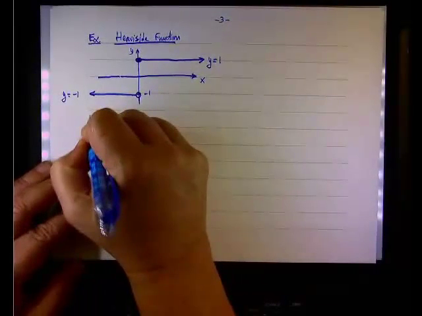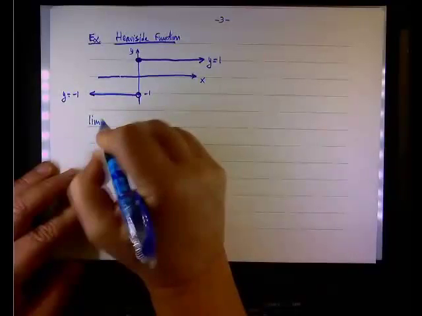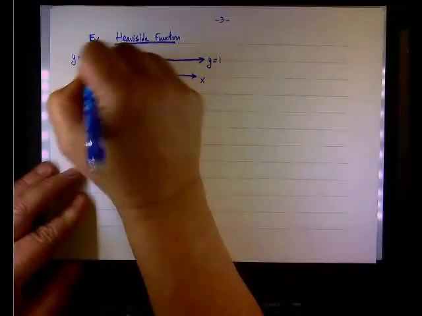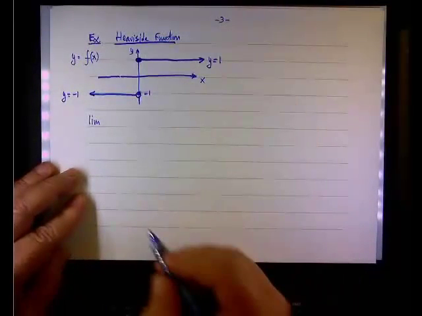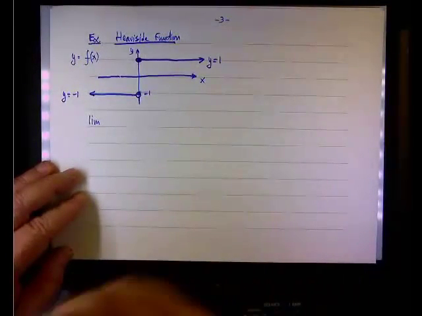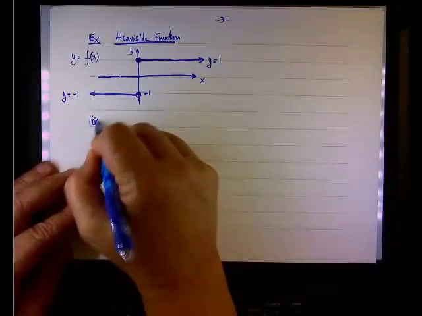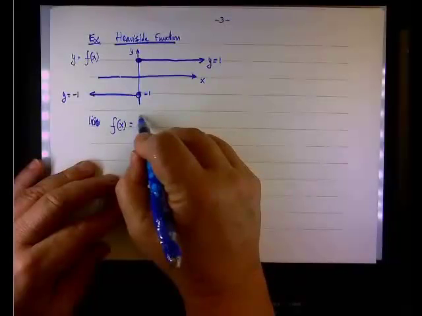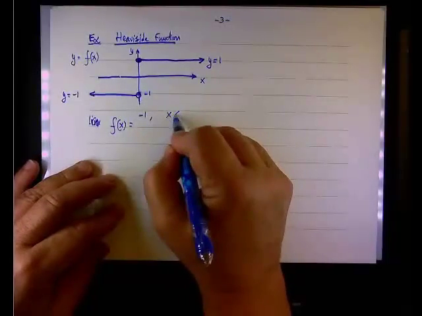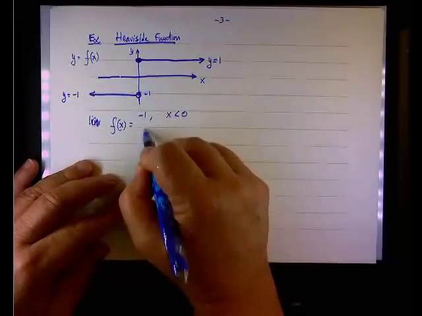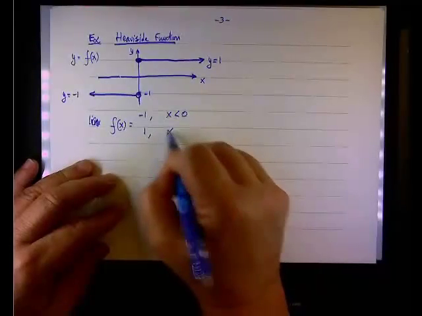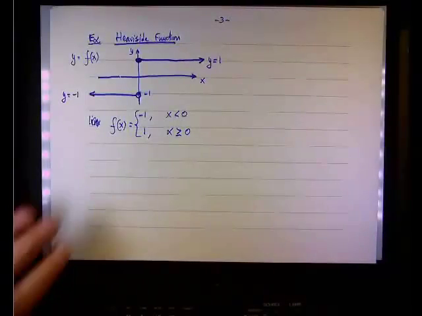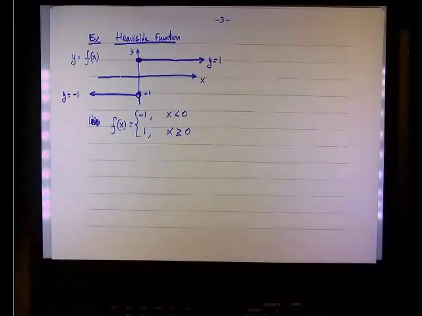And we're going to write something like this. The limit of f of x, okay, so this is y equals f of x. And actually I should have written it first as a piecewise function. f of x equals -1 as long as x is less than 0, equals +1 when x is greater than or equal to 0. So this is a piecewise function.